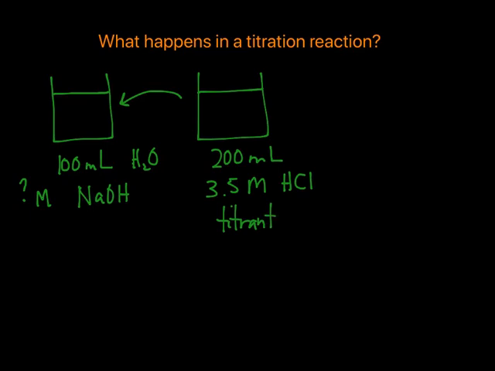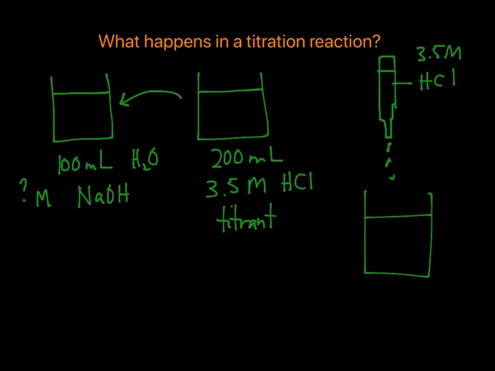So usually this is done through a buret, an acid-base titration. We will add our solution of HCl, 3.5 molar of HCl, to this unknown sodium hydroxide solution. So we'll be able to measure the volume of hydrochloric acid that is needed to add to the sodium hydroxide solution.